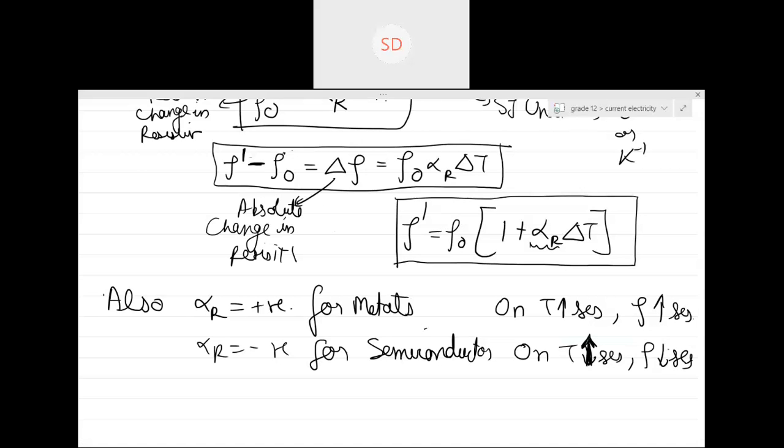guys, once I'm done with current electricity, then I'll take up the pace gradually. So try to bear with me. I'll try to increase the pace in current electricity.